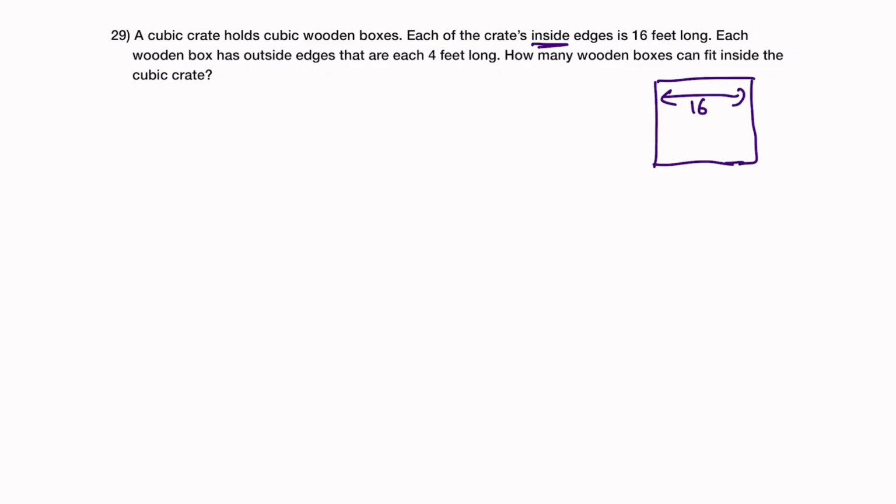That's 16. Each wooden box has outside edges. Now there are small boxes, wooden boxes, okay? And their outside edges is given to be 4, because you are going to fit those boxes in the big crate that you have here. How many wooden boxes can fit inside the cubic crate?